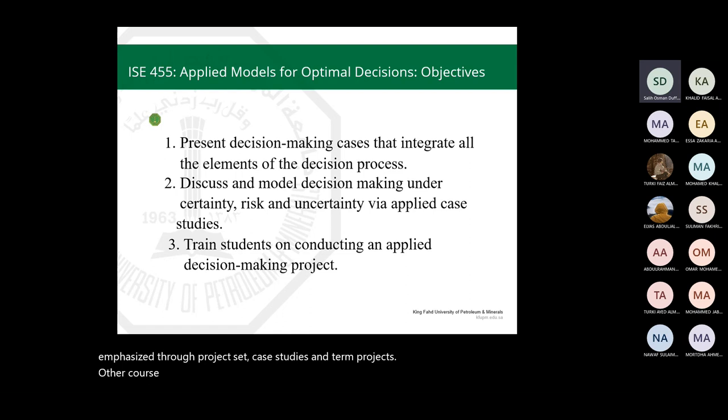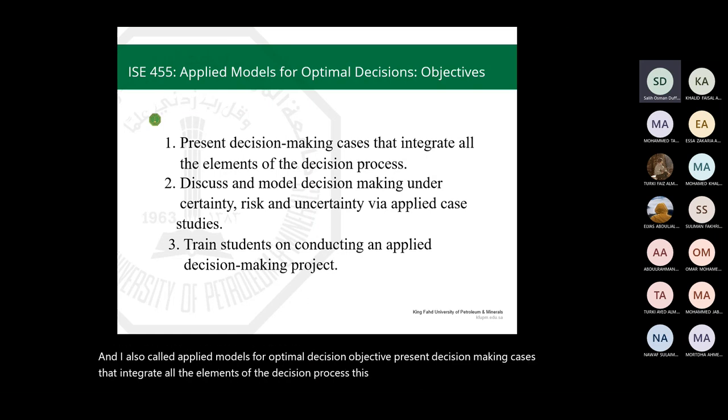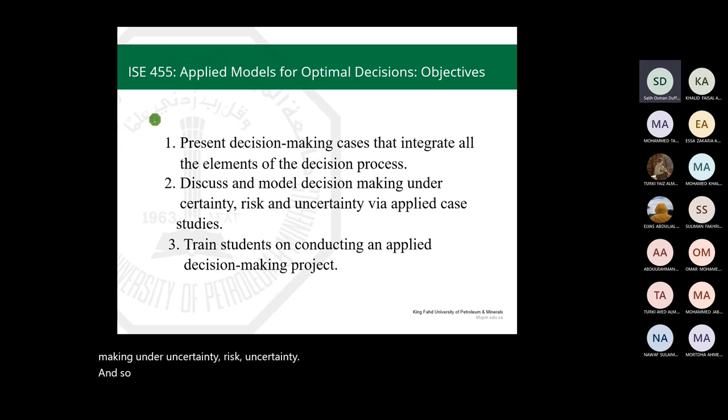The next course is in ISE, also called Applied Models for Optimal Decision Making. Its objectives are to present decision-making cases that integrate all the elements of the decision process, discuss and model decision-making under uncertainty, risk, and certainty, and train students on conducting an applied decision-making project.